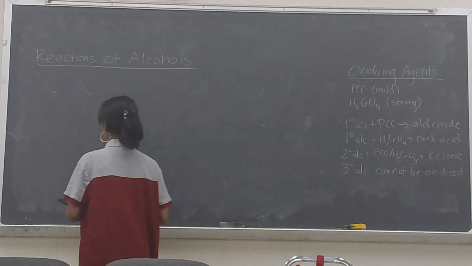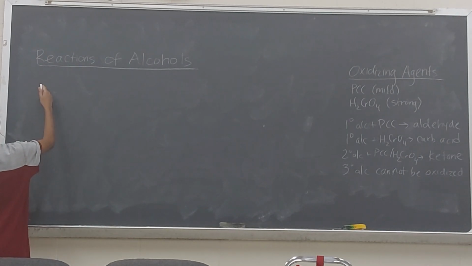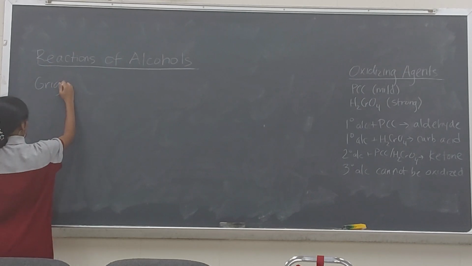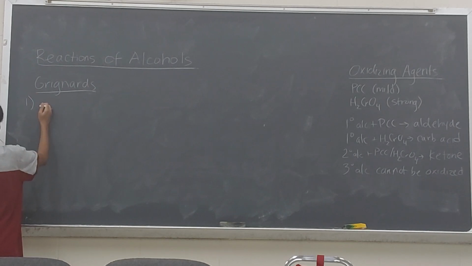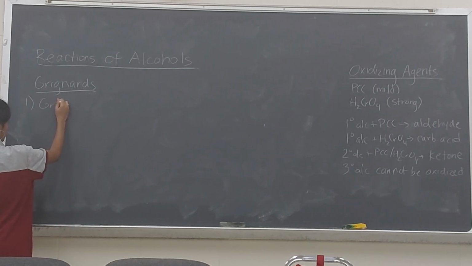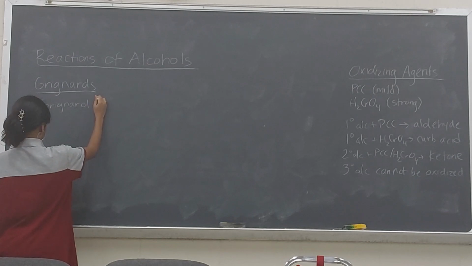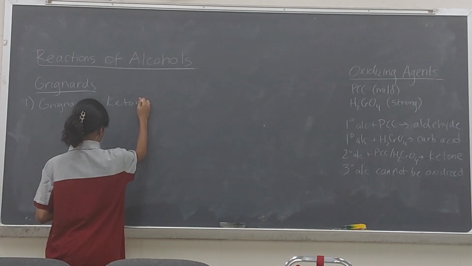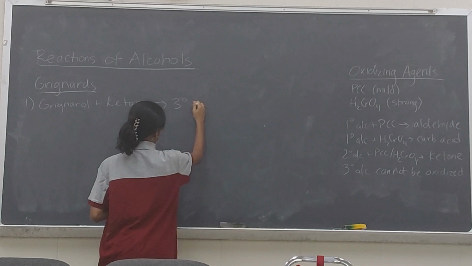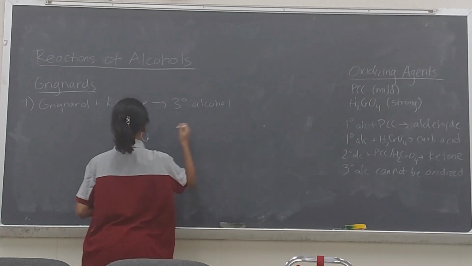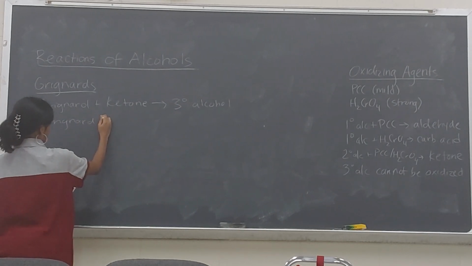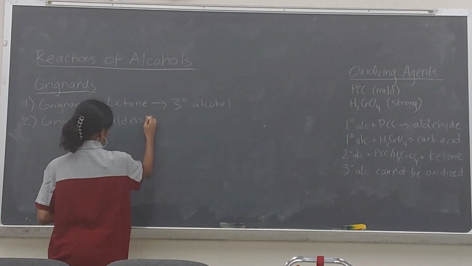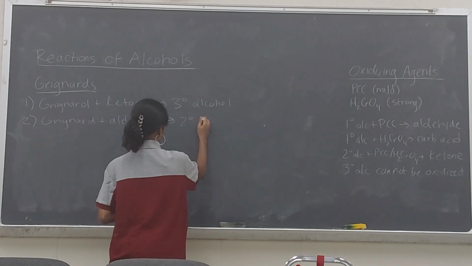For Grignards, there's 4 different reactions. So Grignard plus a ketone will result in a tertiary alcohol. Second, a Grignard plus aldehyde will give you a secondary alcohol.